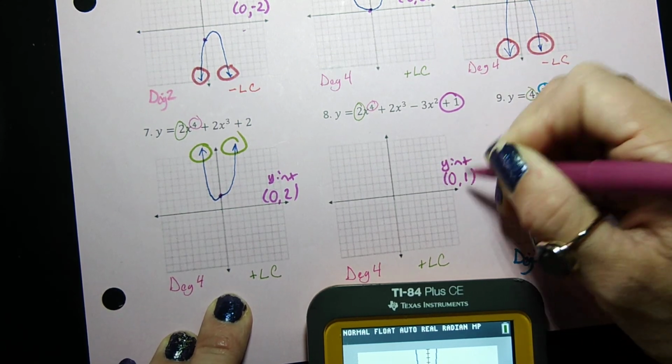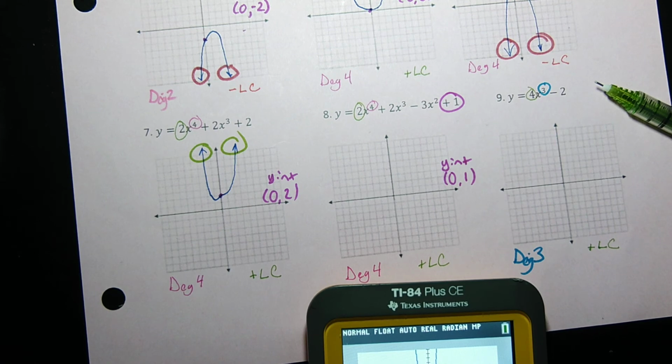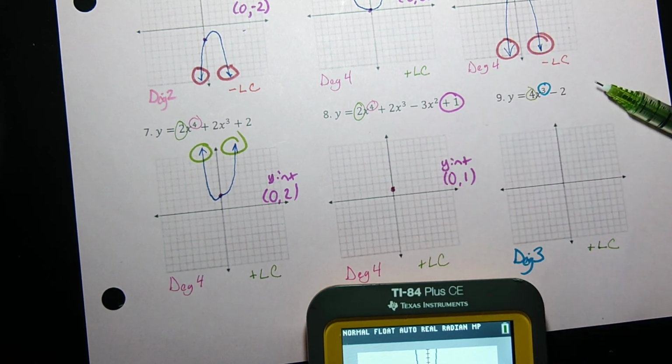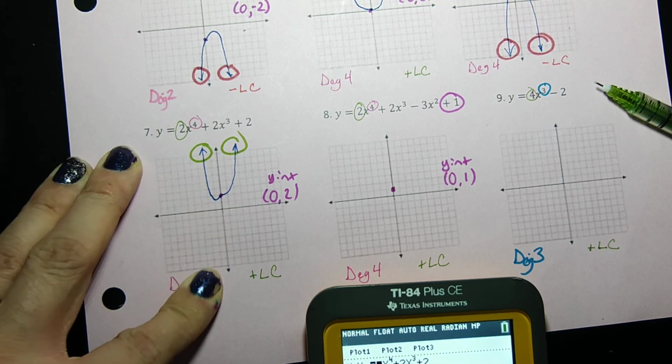Y-intercept is 0, 1. So I'm going to plot that exact point there. I want you to predict if our arrows on the end are going to be going up or going down, and what the shape of this graph is going to look like. Now, I, for one, would be like, I don't know. After we got that weird little shape, no idea.